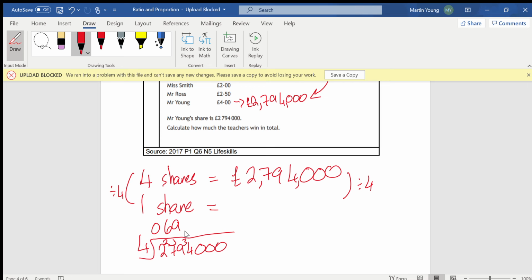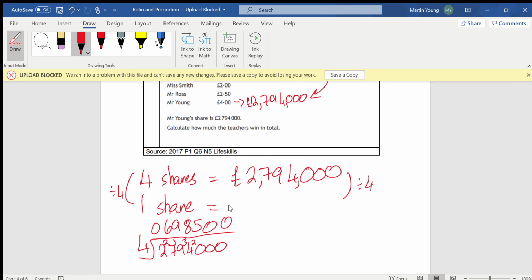How many can I fit into 34? That's 8. What am I left over with? It's 2. How many can I fit into 20? It's 5. 5 times 4 is 20. And then the rest is just going to be zeros.